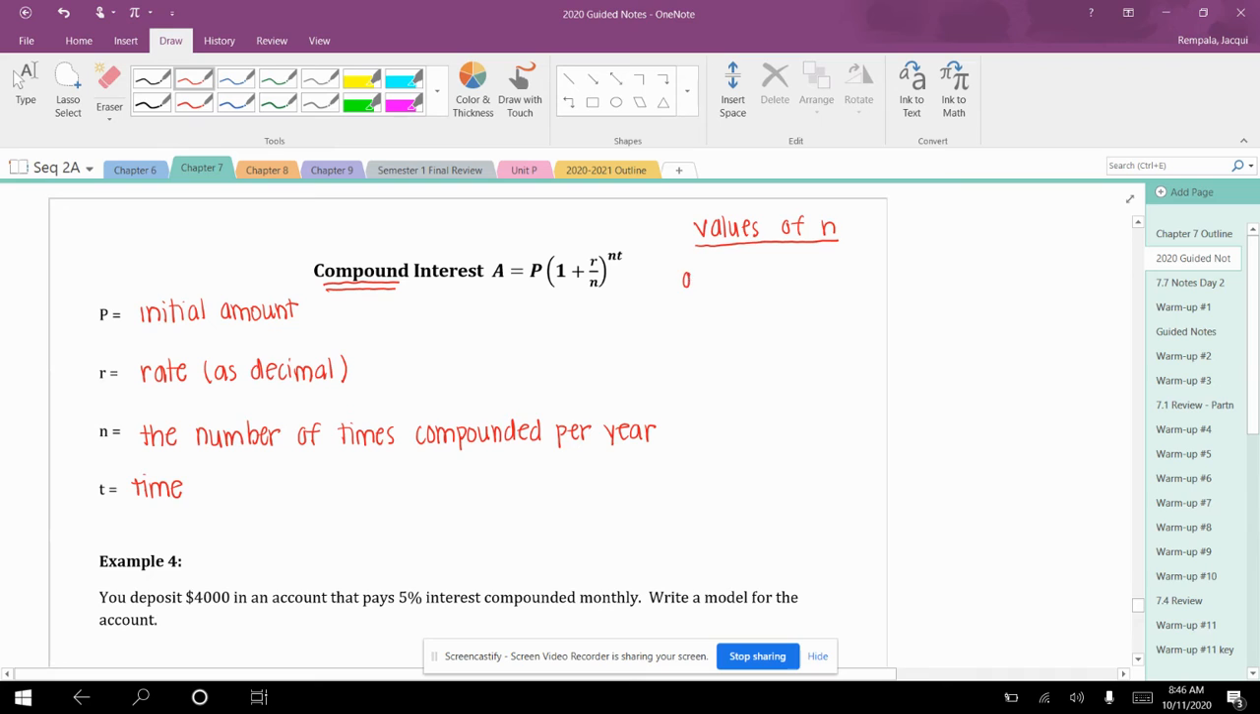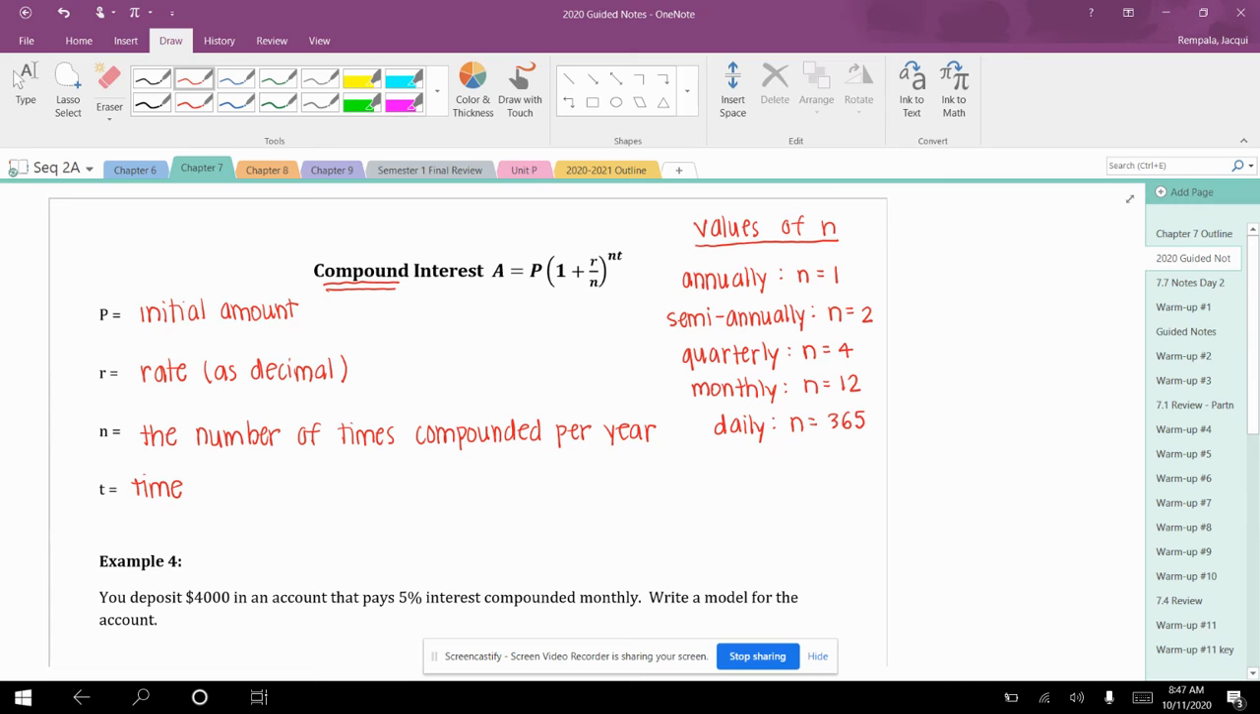we will either be compounding annually. And if you think about an annual Christmas sale, that's going to be 1 time a year. So N would equal 1. We could have semi-annually. Well, a semi-annual sale happens 2 times a year. We could be compounding quarterly. So if you think about quarters in a dollar or quarters in a year, there are 4 of them. We could compound monthly. Well, how many months in a year? 12. Or we could be compounding daily. So how many days in a year? 365. So these are the different vocab words that you could see that would then give you the value of N. Okay, so let's look at a couple of examples.